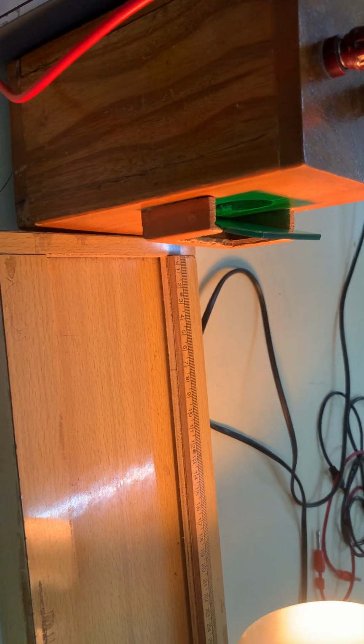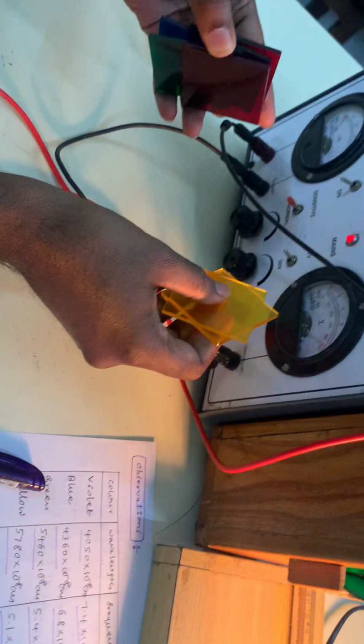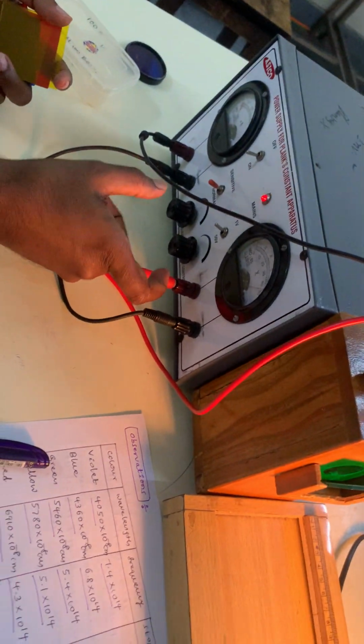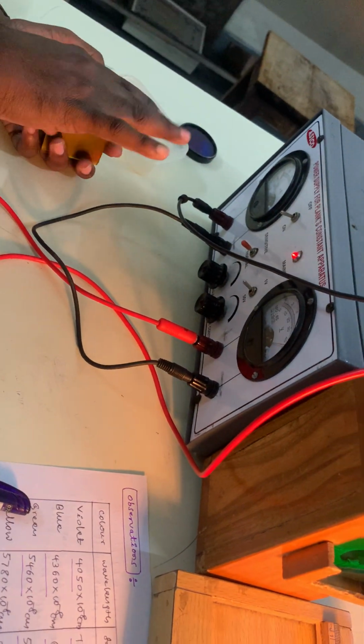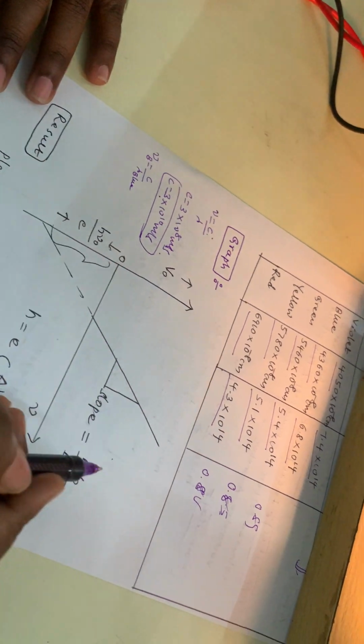Different colors for different filters you have to keep. Adjust the voltage whenever this indicator is falling down to zero. That reading you have to take, that is the stopping potential. Now you have to take the graph. So that graph will come.